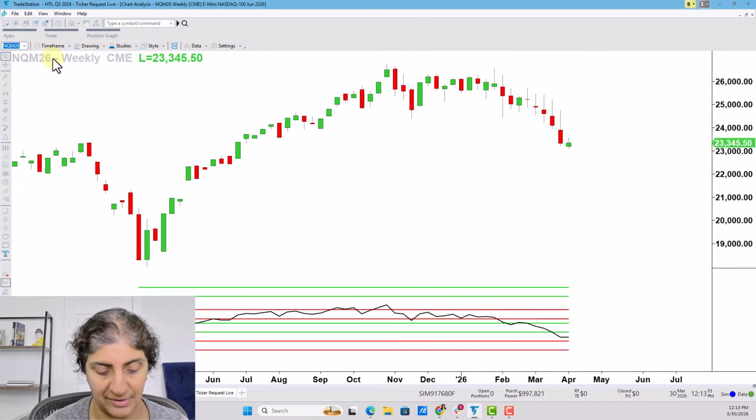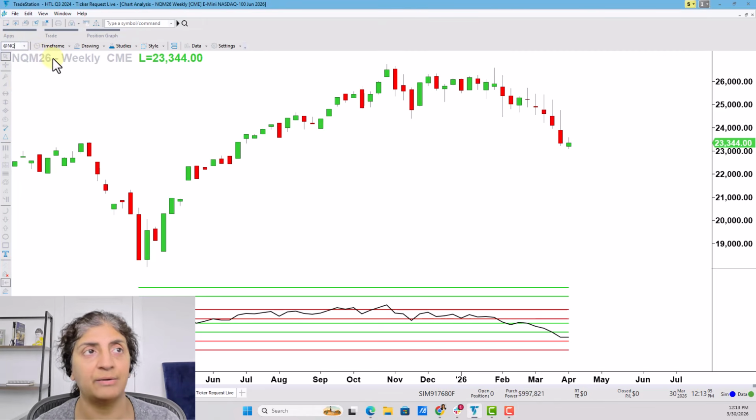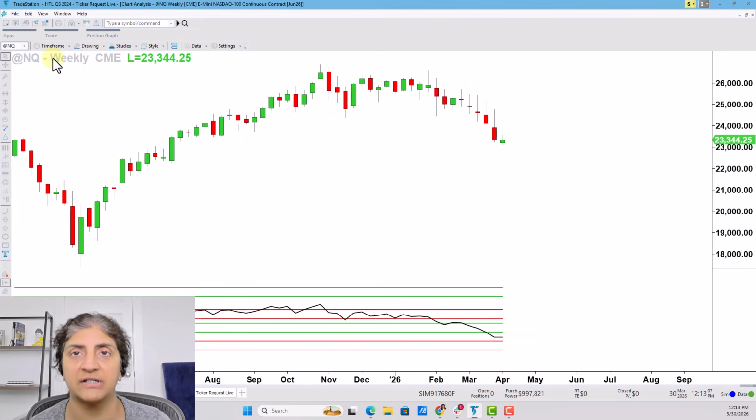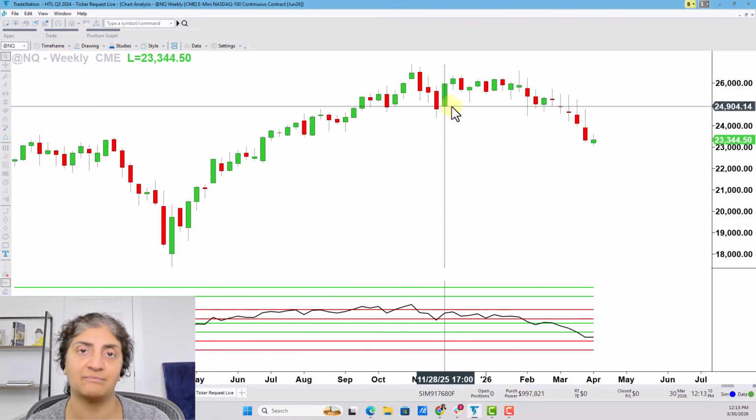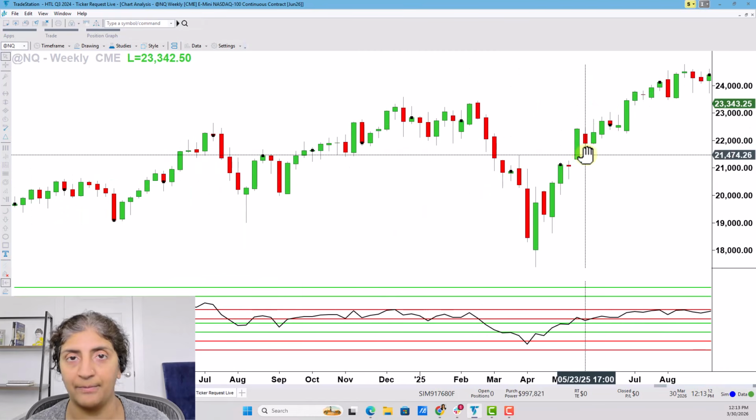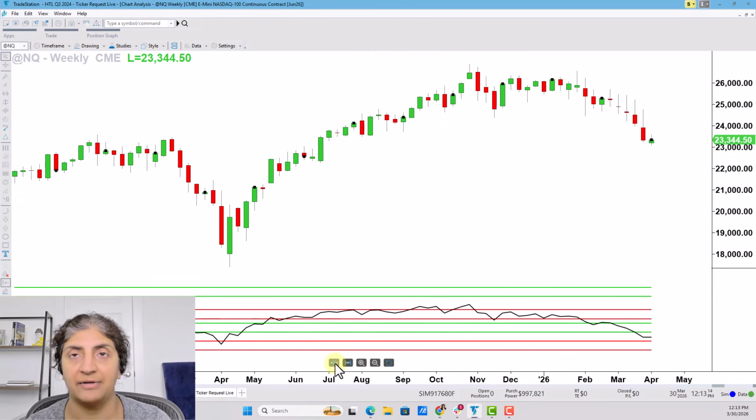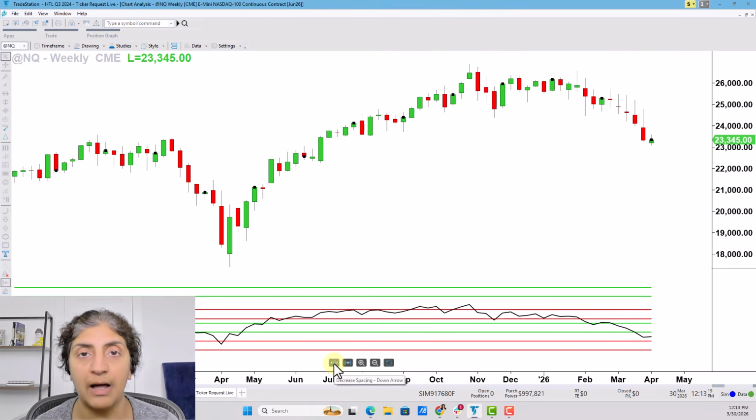On TradeStation, all that means is taking the @ symbol and putting in NQ, and now I have the continuous contract. So what this means is I have more history. See, I can go way, way, way back. Now, once you do that, I would like you to squish up the data. So I want you to look at a lot more data.